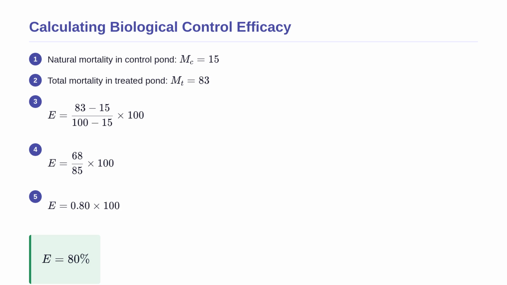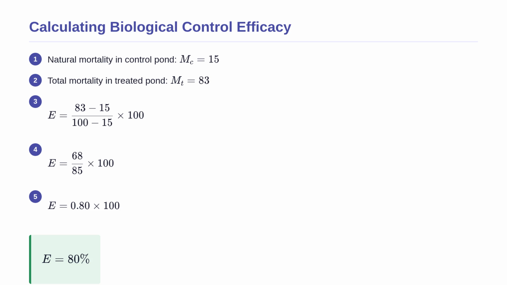Let us apply Abbott's formula to a real-world scenario. A public health team is testing a biological control strategy using bacteria to kill mosquito larvae. In the untreated control pond, they observe a natural mortality rate of 15%, so m sub c equals 15. In the treated pond, they observe a total mortality rate of 83%, so m sub t equals 83. We place 83 and 15 into the numerator.